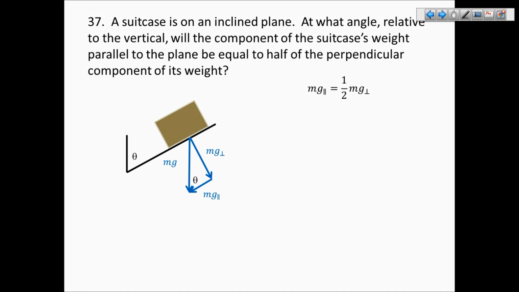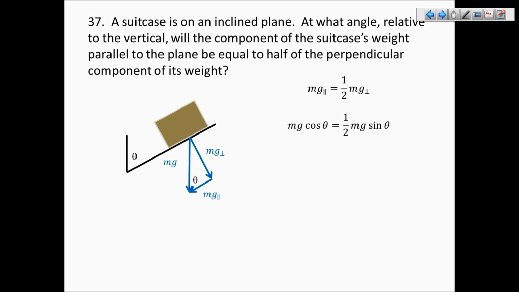Now in this triangle, because theta is relative to the vertical, this angle theta is at the bottom of my blue triangle, not the top. So things kind of switch. mg parallel is now mg cosine theta, and mg perpendicular is mg sine theta. Don't ever get it in your head that one has to be cosine, one has to be sine. Create it as you need it based on where that angle theta is.